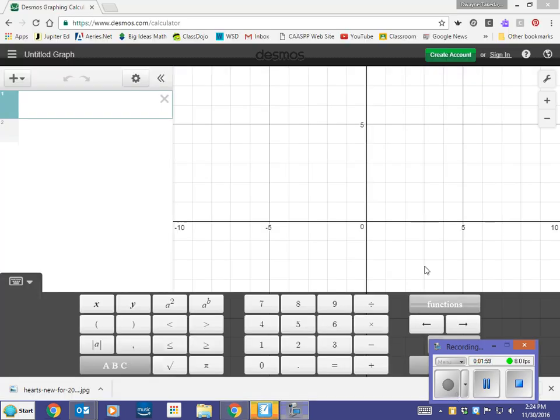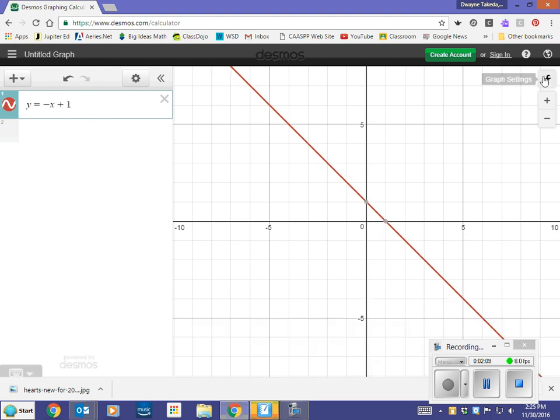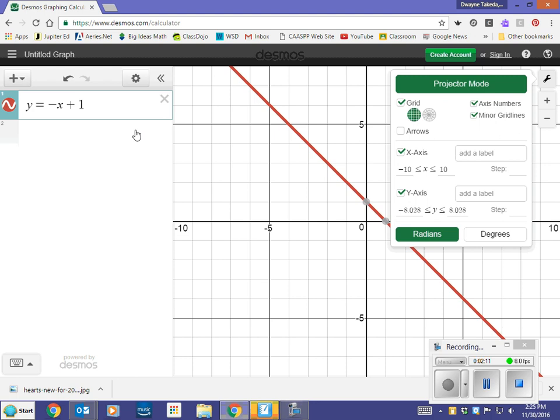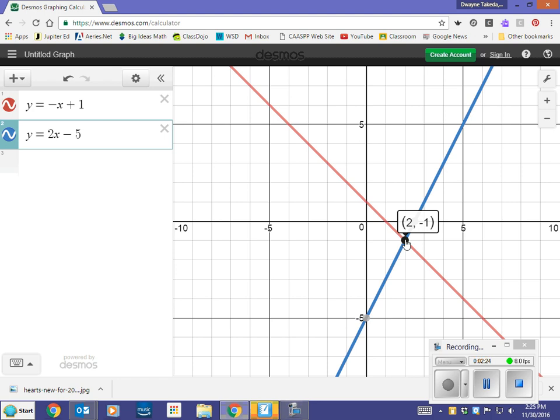Voila, there's our old friend, the Desmos graphing calculator. And the first one was y equals negative x plus 1. So there's the graph for that guy. Let me go ahead and make this a little bit bigger so we can see it a little bit easier. And the second one was 2x minus 5. There we go. And so here's our intersection here at (2, negative 1).